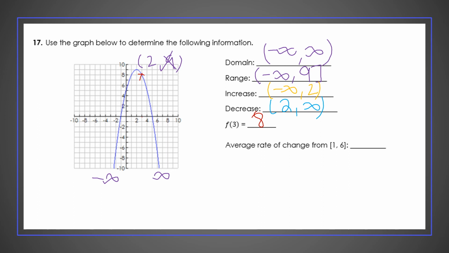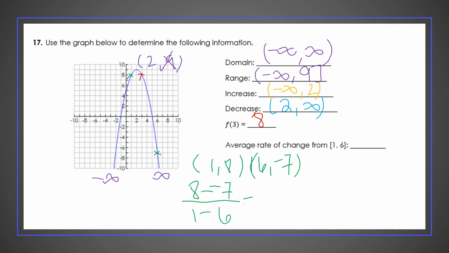And then we're going to do average rate of change from 1 to 6. So we're going to start when x is equal to 1, which would be when x is 1, y is 8. And then when x is 6, y is, looks like -7. So we have 1, 8, and 6, -7. So I'm going to do y2 minus y1 over x2 minus x1, which is going to give me 15 over -5, which is -3.